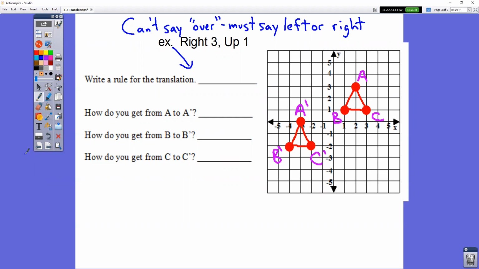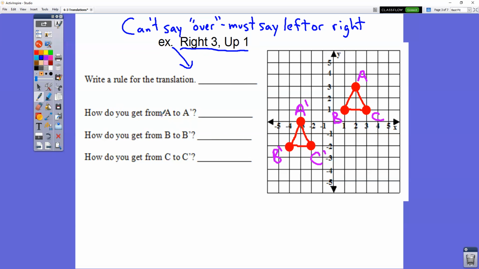So there are two different types of questions that you have to do today. The first type is you have to write the rule for the translation. This is an example of what the rule looks like. This isn't the answer to this question. The rule is giving directions: how do you get from A to A prime, B to B prime, C to C prime? So that rule is how many left or right, and then how many up or down.